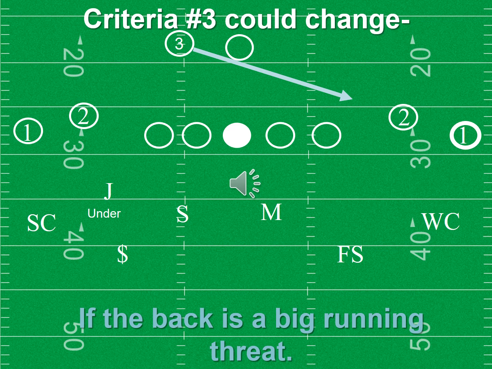In this picture, we've decided to call strength to the left, but how could we change it? Well, if that running back is running across the field, either to the perimeter or inside, and is their biggest threat, we may flip our strength call from going strong left, which is in the picture, to strong right.